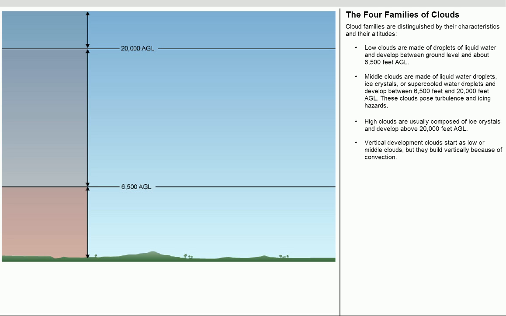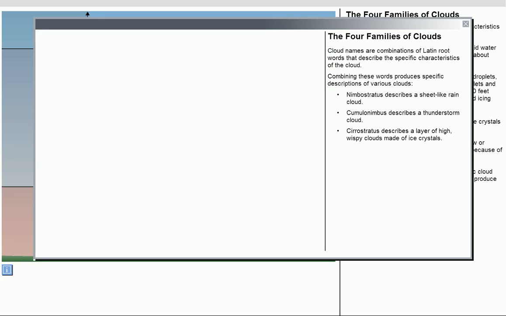Vertical development clouds usually start as low or middle-level clouds, but build vertically because of convection. Each of these cloud families can produce different types of cloud formations, but many clouds display similar characteristics. To differentiate among clouds, scientists use Latin words to describe these specific characteristics. For example, nimbus clouds produce rain, regardless of which cloud family they belong to.